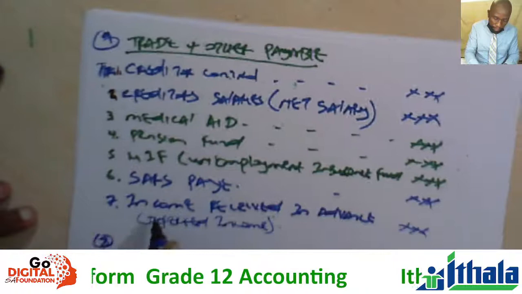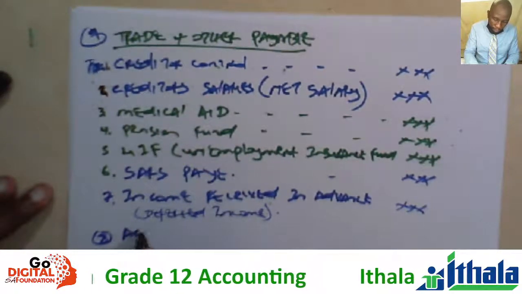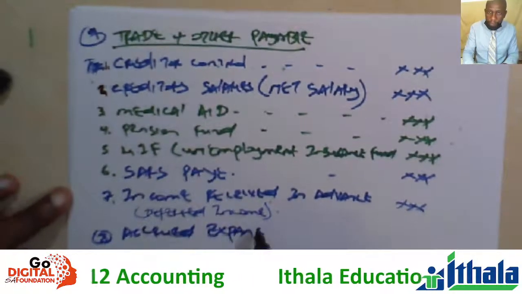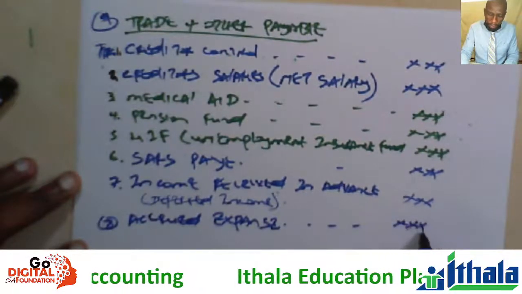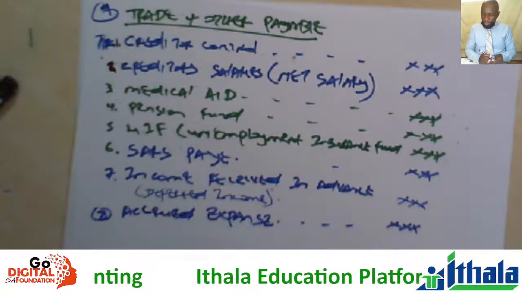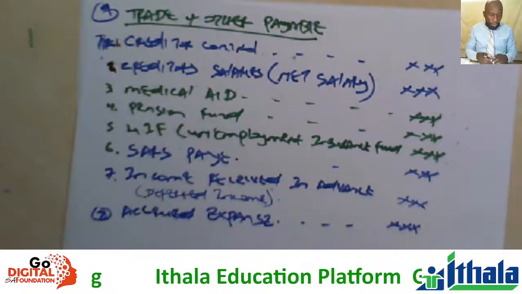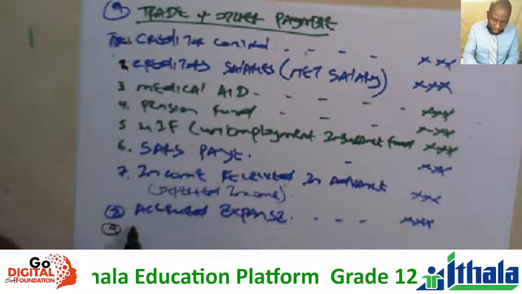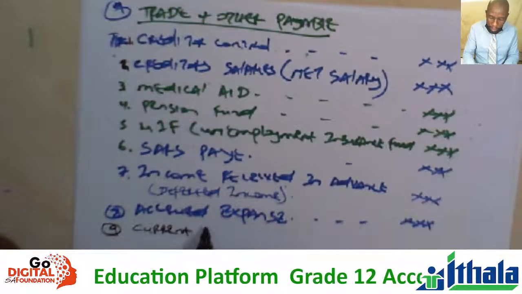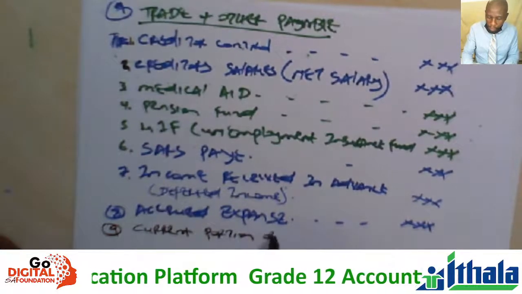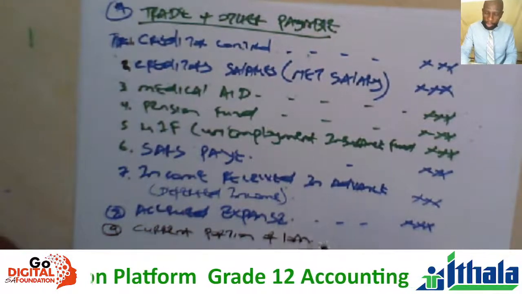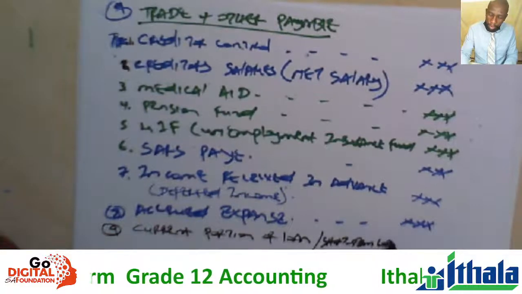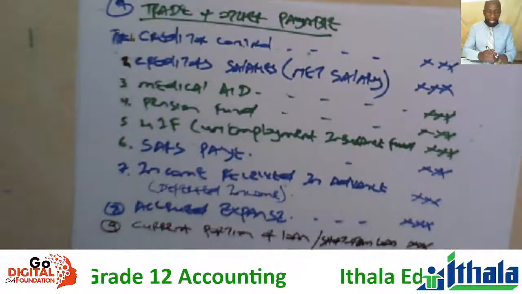And then 8, you have accrued expense. This is number 8, right? And then after 8, we have 9, right? That is number 9 now. We have current portion of loan, or short-term loan. Record the figure.